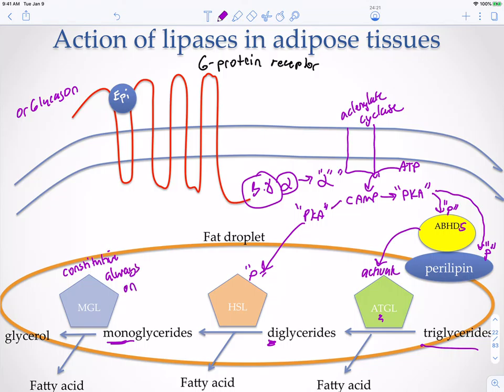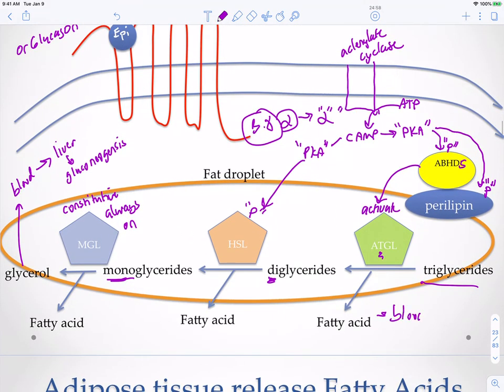So if there are glycerides in the fat tissue, the adipose tissue, your monoglyceride lipase will always remove that fatty acid, release it to the blood, and then release the glycerol as well. So glycerol will go to the blood, and then will go to the liver, and then will be a precursor for gluconeogenesis, which is also going to occur during the fasting state. And then your fatty acids, all of them will go to the blood, plus serum albumin. And then these get picked up by tissues, so go with blood.